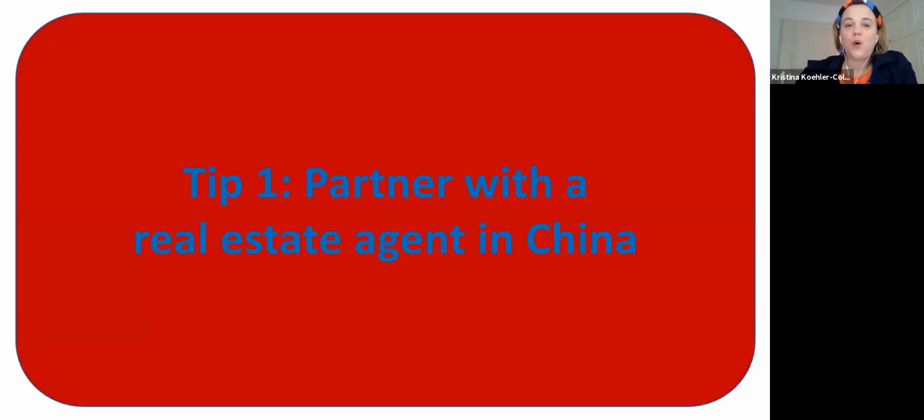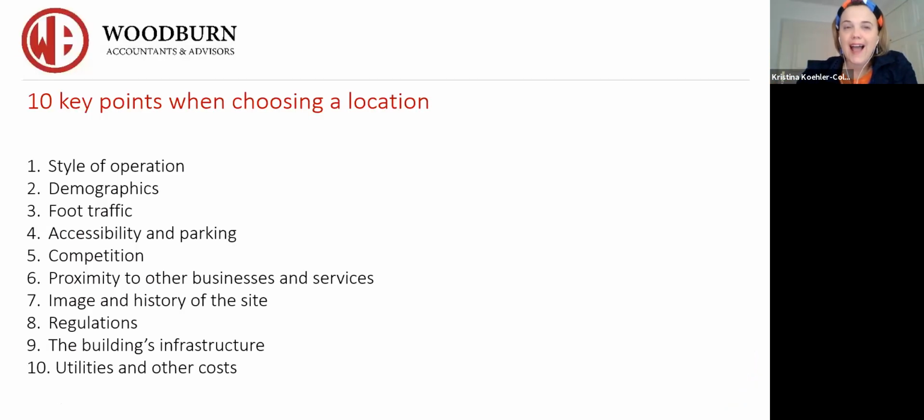So tip 1 is partner with a real estate agent in China, okay? They will have the guidelines around what would be the best location for you. If you are planning on setting up a factory, then you need to find a warehouse or factory space. If you are setting up a trading company or service company, you potentially only need a commercial space. What type of commercial space would fit your industry, right? Look at the style of your operation. Is it better to be in a co-working environment which is a bit more brand related, or is it better to have your own space?